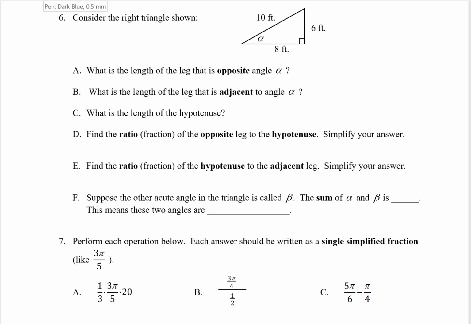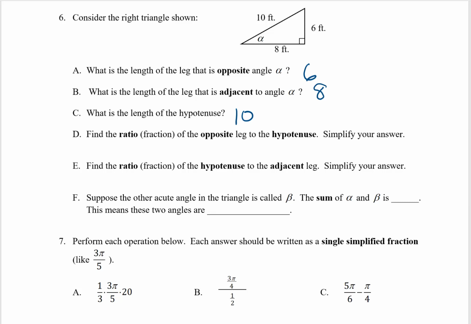Problem 6. I have a right triangle here. The leg opposite angle alpha would be the 6. The leg adjacent to alpha would be the 8. The hypotenuse is the side opposite the right angle, which would be 10.